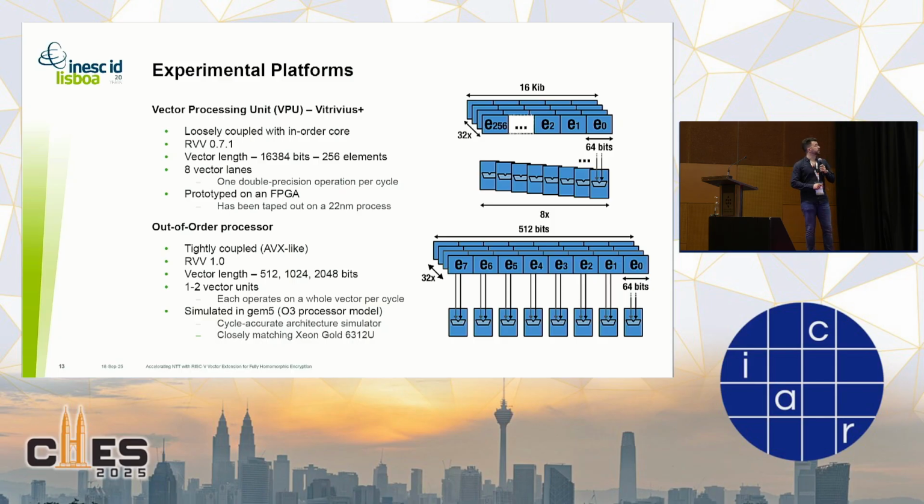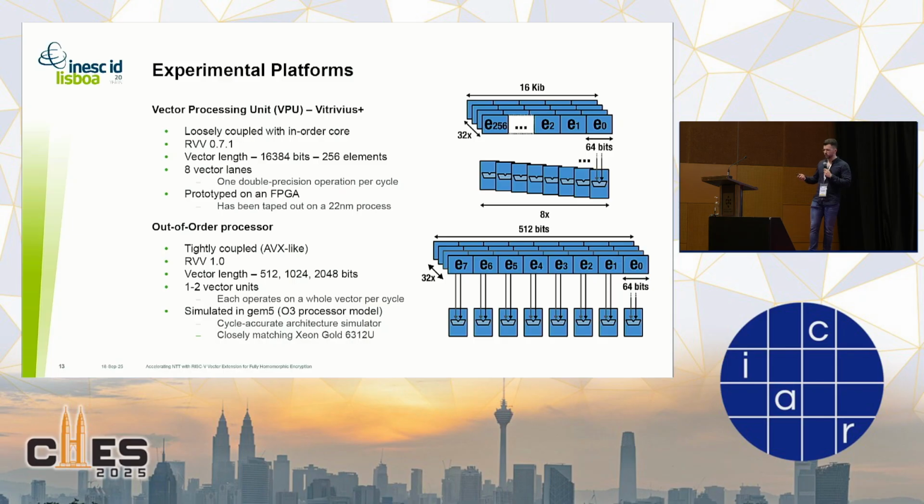We also test the out-of-order processor, and in this case, the vector units are more tightly coupled with the core. So this is more like how AVX works, if you're familiar with Intel microarchitecture. It runs the newer RVV standard, and the vector length has to be a bit shorter because, in this case, it is tightly coupled to the vector length, our vector performance. So it would be a bit absurd to try a really big vector here. So we test between 1 and 2 vector units, and as I was saying, each of the units can operate on a whole vector per cycle.